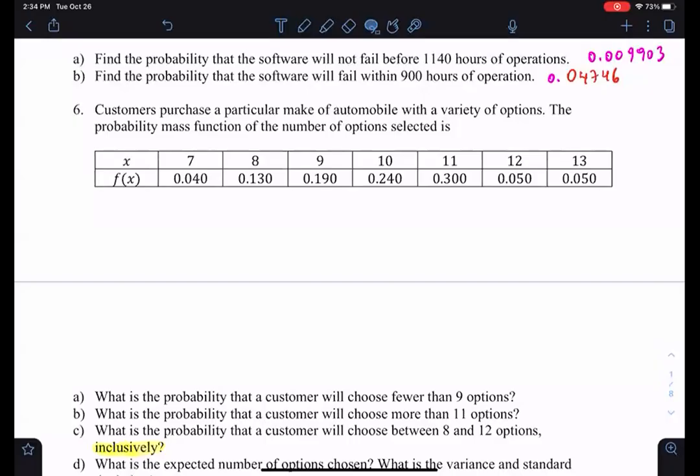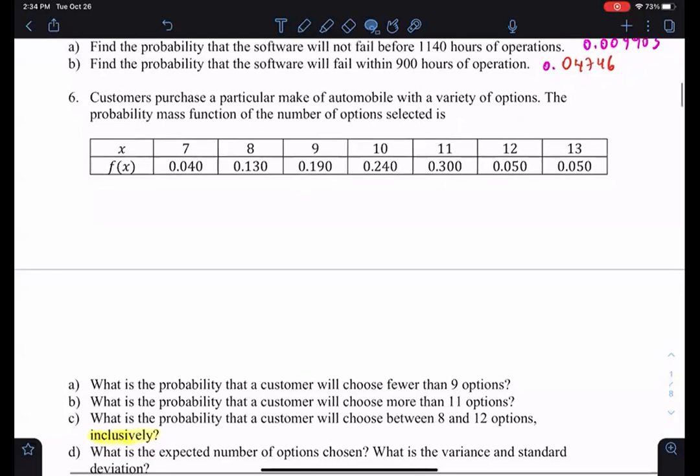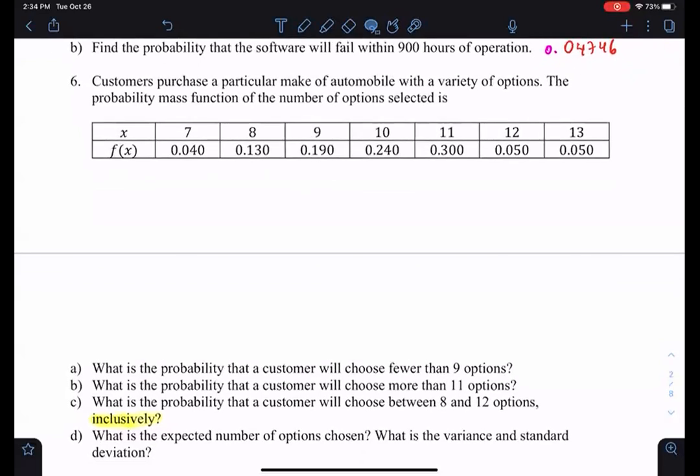Okay, let's continue. So we stopped at question 5. So now we have to do 6. Customers purchase a particular make of an automobile with a variety of options. The probability mass function of the number of options selected is here. So they give you the probability mass function, and they're asking you for the probability that a customer will choose fewer than 9 options, right?